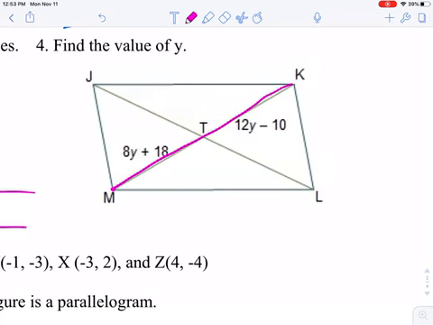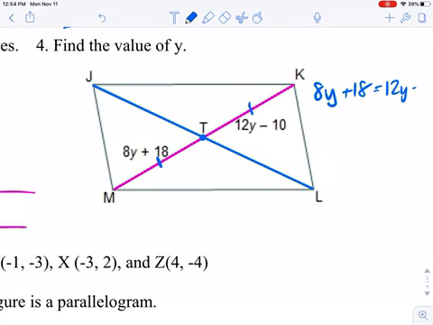Well, here we're going to use a property of diagonals. So I'm drawing in the diagonals. The diagonals bisect each other, which means that T is right in the middle, which means that 8y plus 18, this segment, must equal TK, which is 12y minus 10. And now it's just a matter of algebra to solve it.